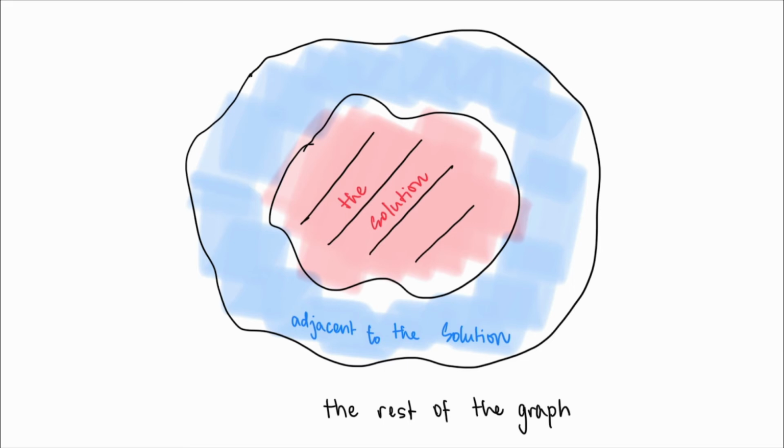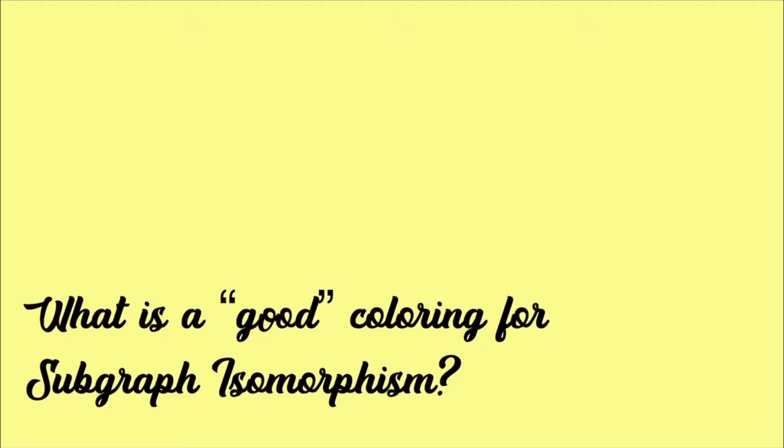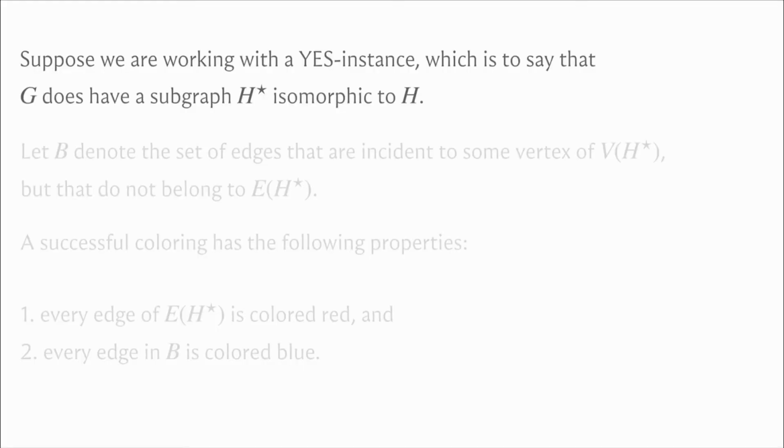And that's where the k factorial in the running time was coming from. So let's go over all of this once again, but just a little bit more properly and slowly. First, let's look at the formal definition of a good coloring.